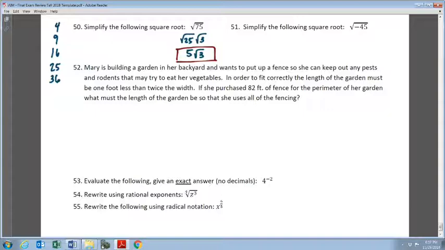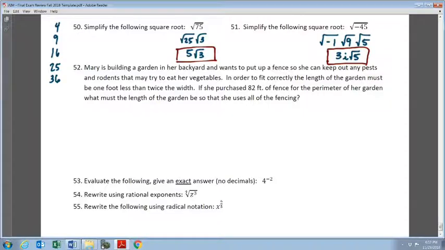On number 51, notice it's the square root of a negative, so we're going to get an i out of this one. It's going to be an imaginary number. Let's go ahead and write it as square root of negative 1. Notice 9 is a factor of 45, so 45 has a perfect square factor. So we can break this down into square root of 9 times square root of 5. And square root of negative 1 is i, and the square root of 9 is 3. We're going to get 3i times square root of 5.